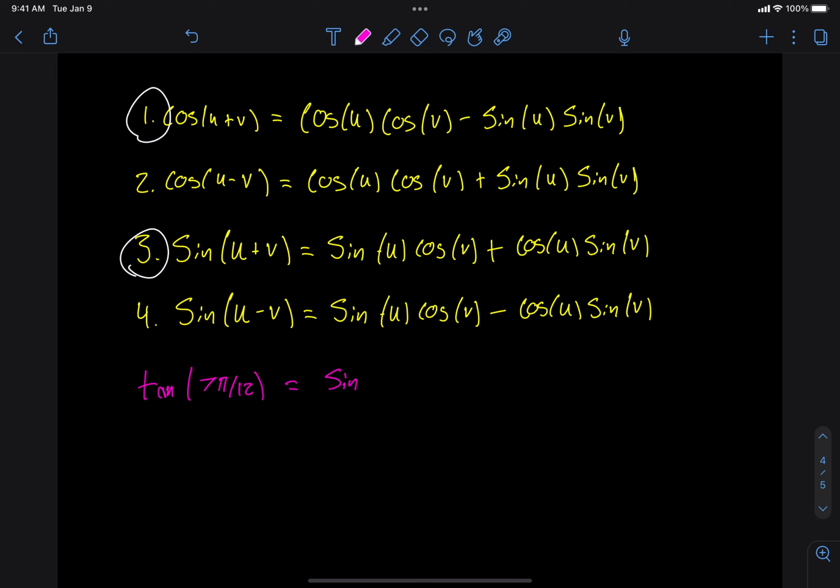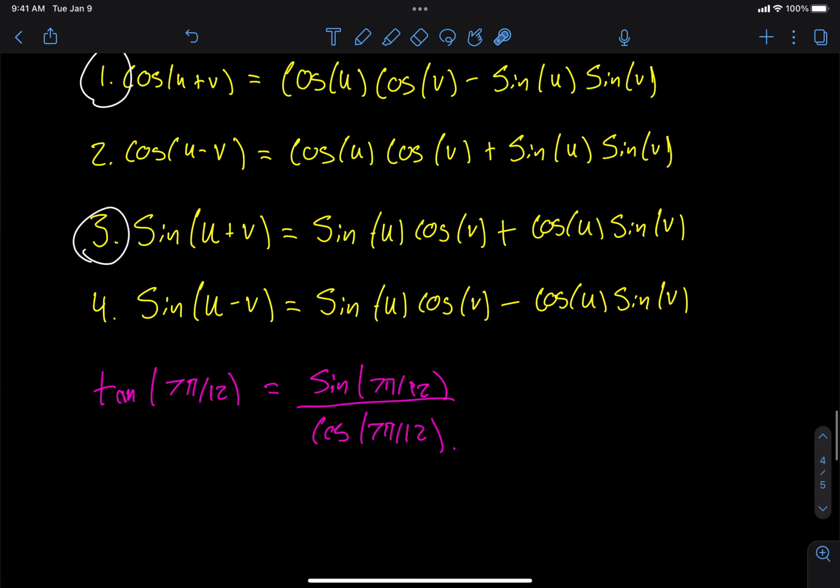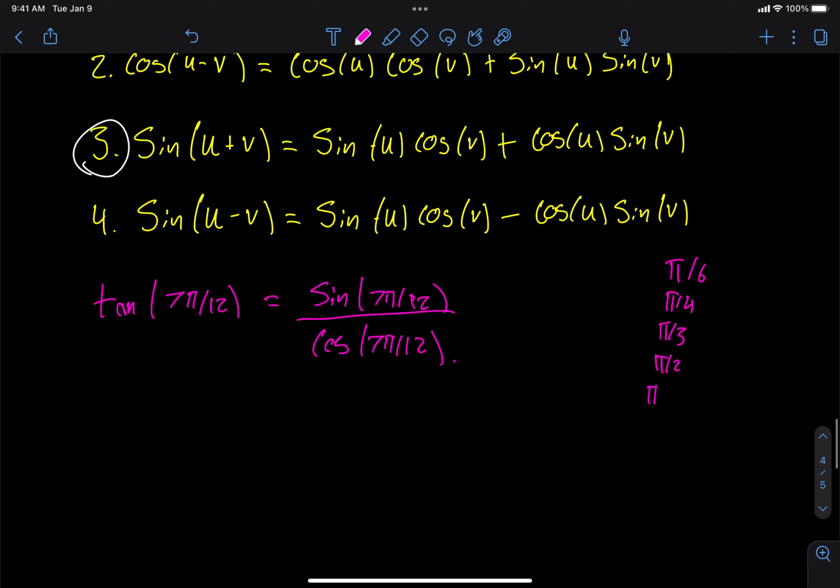So sine of 7 pi over 12 divided by cosine of 7 pi over 12. Now comes the hard part of the sum and difference problems, which is to express this angle, 7 pi over 12, as a sum or difference of angles which I know how to do. So what we're trying to do here is use angles like pi over 6, pi over 4, pi over 3, pi over 2, and pi to make an angle like 7 pi over 12 by adding or subtracting some of them from the others.